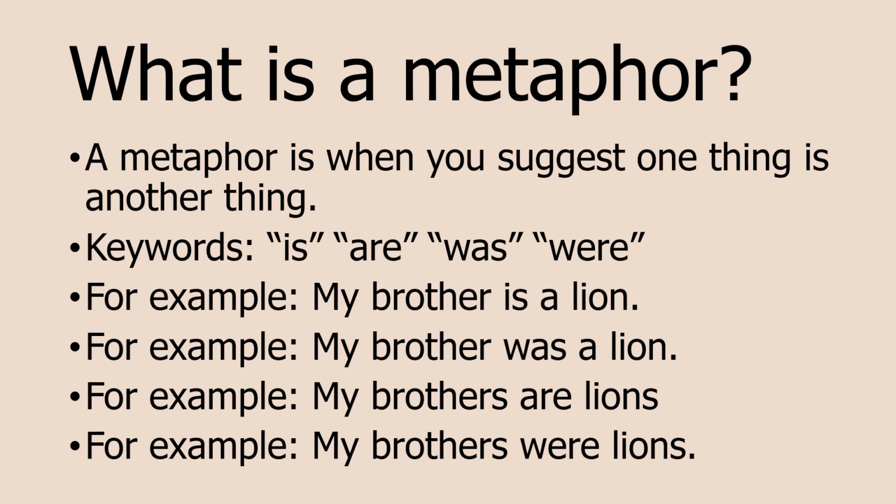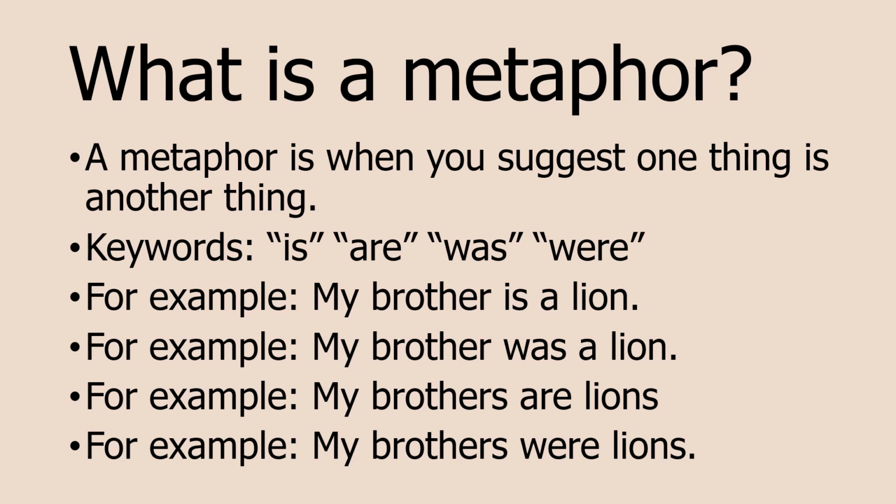For example, my brother is a lion. This would be a present tense singular example. One brother, one lion. My brother is a lion. You could also have my brother was a lion. This would be a past tense singular example. So the insinuation is my brother has sadly died, and in his memory I'm saying he was a lion.